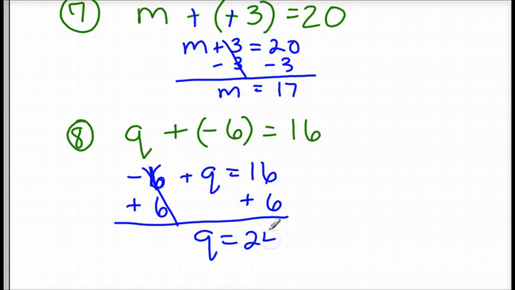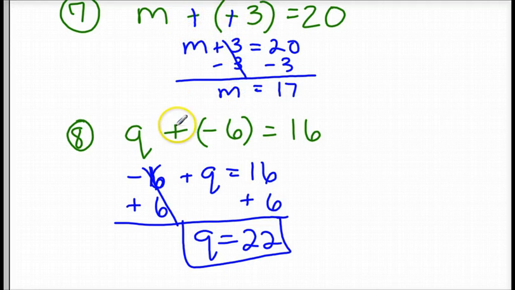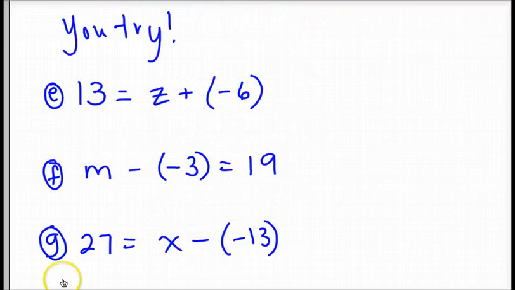Well, that's going to give us 20. Oh, it's not going to give us 20, it's going to give us 22. So Q equals 22. So two kind of different sorts of problems you'll see are the ones with the two negatives here and then adding a negative number. All right, so now go ahead and have a you try moment.